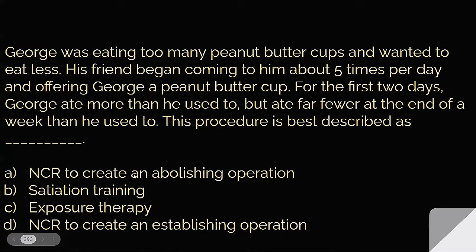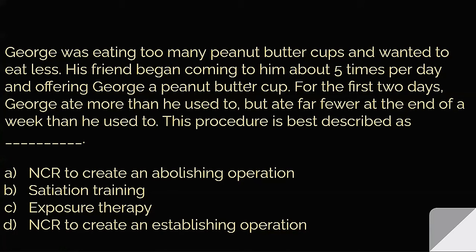Anyway, NCR to create an abolishing operation. Yeah, it sounds like that. So if I'm doing NCR to create an abolishing operation, that's really what NCR does, so if you didn't know that, that's really a good thing to file away. That's a reason why NCR works: we offer a reinforcer every so often or on a fixed interval, whatever. It's just a time period. You don't have to do anything for it. So you're just given it. And if you're given it, then you want it less. It's basically the idea.